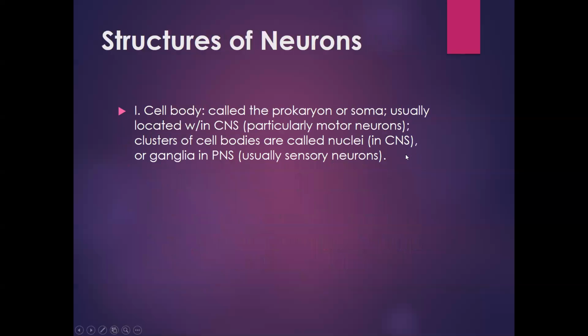Okay, then we have the parts of the neuron. The cell body, soma, is usually found within the CNS, especially motor neurons. There's always exceptions, you guys, but 99% of the time they're going to be in the central nervous system. Remember, if we have the clusters of cell bodies out in the PNS, like we learned yesterday in lab, we have a ganglion. So remember, the cell bodies of the sensory neurons are in the ganglia out there in the dorsal root ganglion in the PNS.